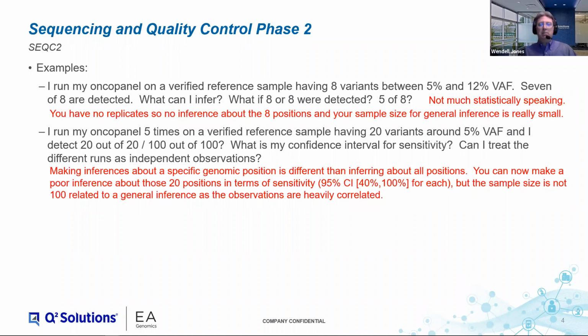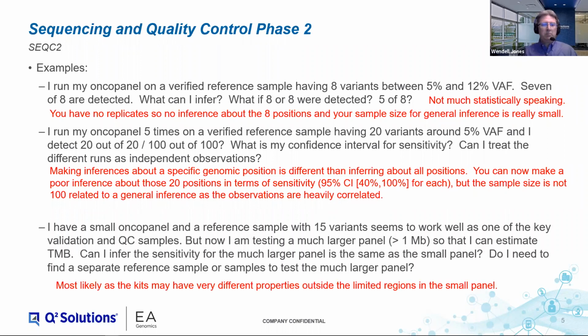And with the sample size of 100, you really don't have a sample size of 100 because the replicate observations are heavily correlated. Given that you detected it once at a given position, you're very, very highly likely to detect it again at the same position. It doesn't offer additional inference about other positions. So just because you detect 100 out of 100 through replicates, it really doesn't generalize well.